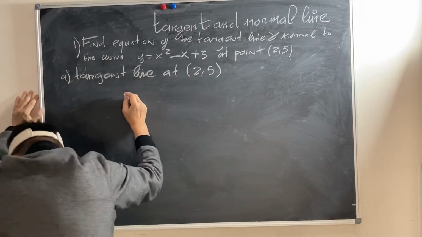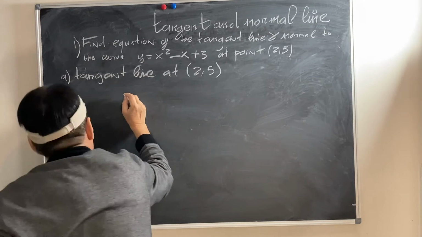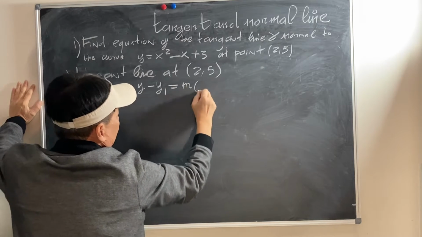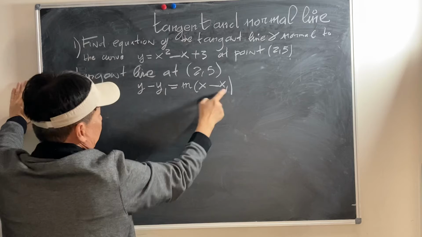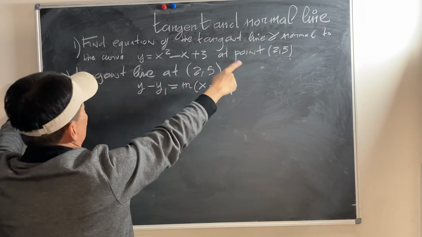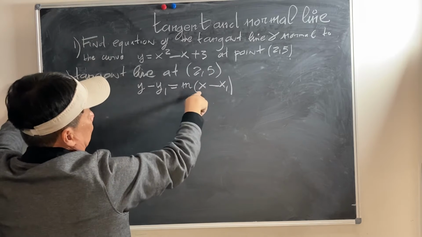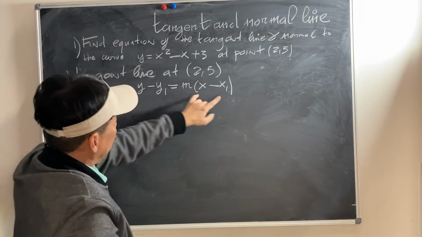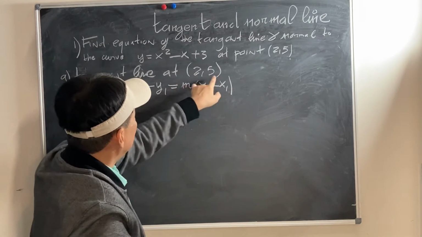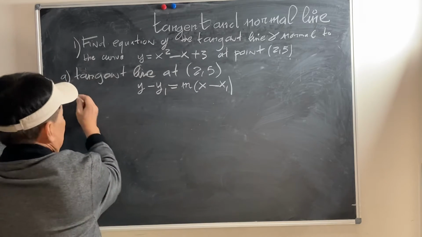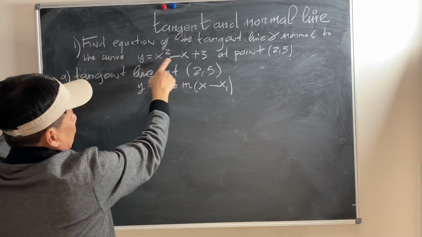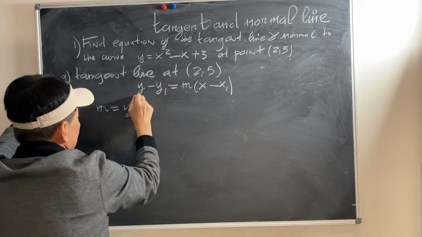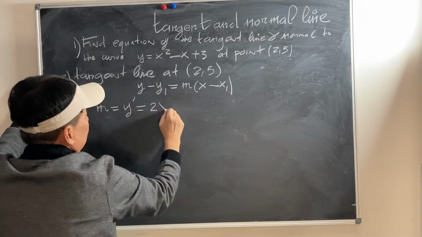Okay, so now we have the formula y minus y1 equals m times (x minus x1), where (x1, y1) is the point on the curve that also belongs to the tangent. So here we already have x1 equals 2 and y1 equals 5. We need to find the slope, which is calculated by taking the derivative. So m equals y prime, the derivative of that, 2x minus 1.